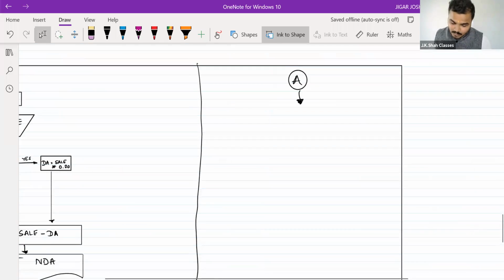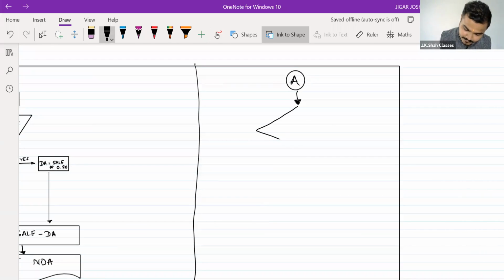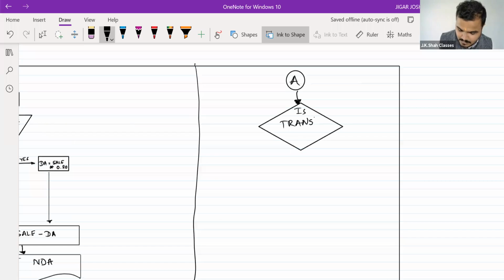100%. Now, on this page, people, I'll ask: is transaction last? Please mention the word transaction fully. I ask: is transaction last?